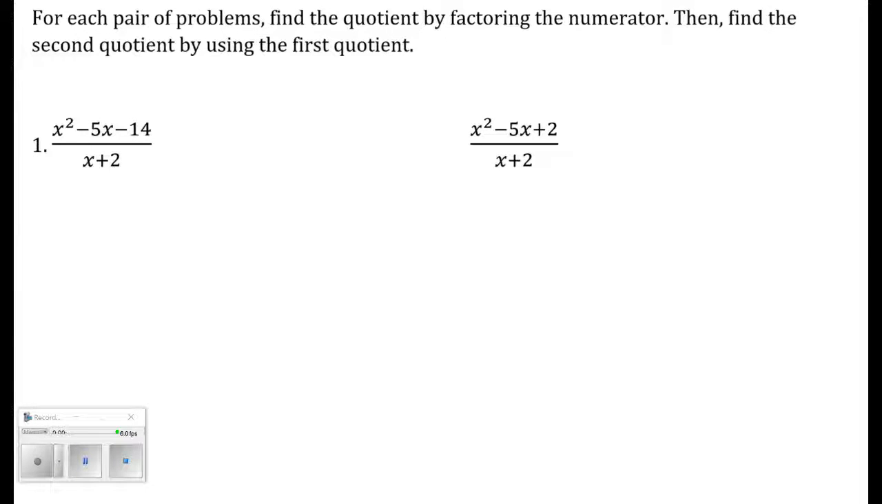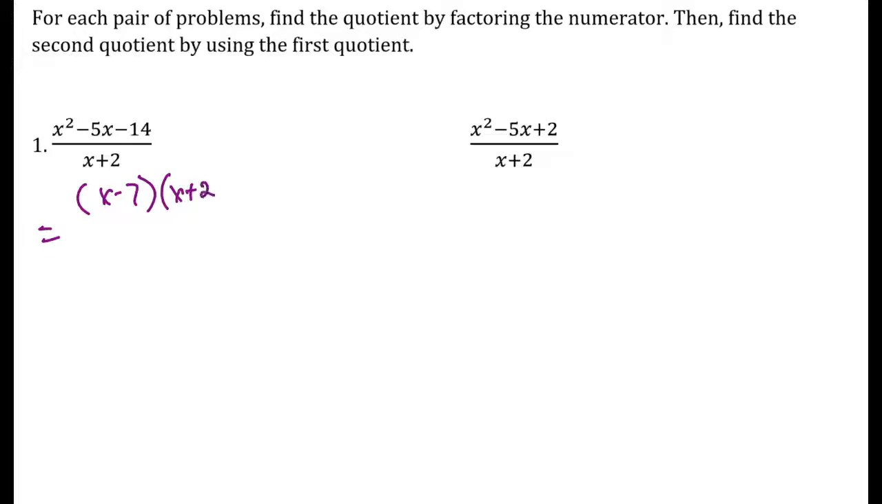For each pair of problems, find the quotient by factoring the numerator, then find the second quotient by using the first one. So we have to factor the numerator here for this first quotient. What multiplies to negative 14 that adds to negative 5? Well, that's x minus 7 and x plus 2, divided by x plus 2. Notice that they have a common factor there. So those x plus 2's divide to 1, and I'm left with x minus 7. So that quotient is x minus 7.